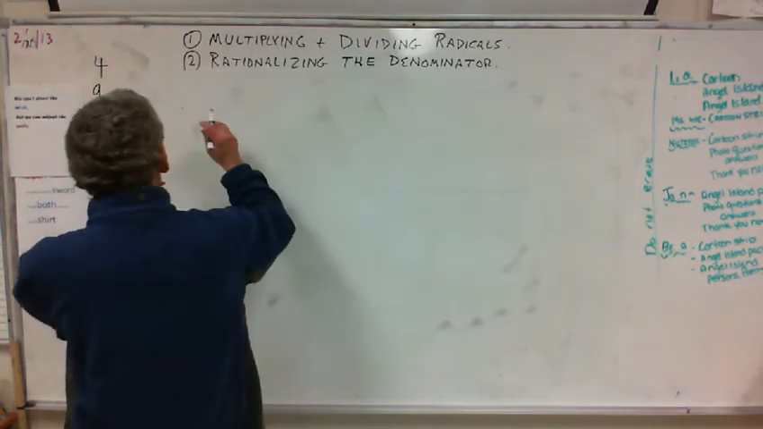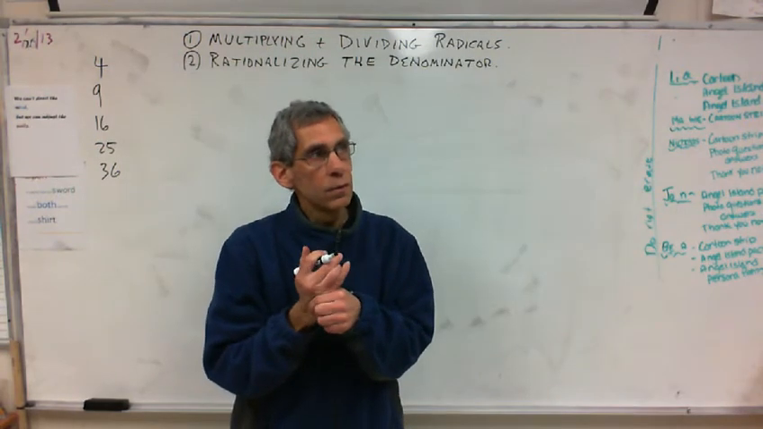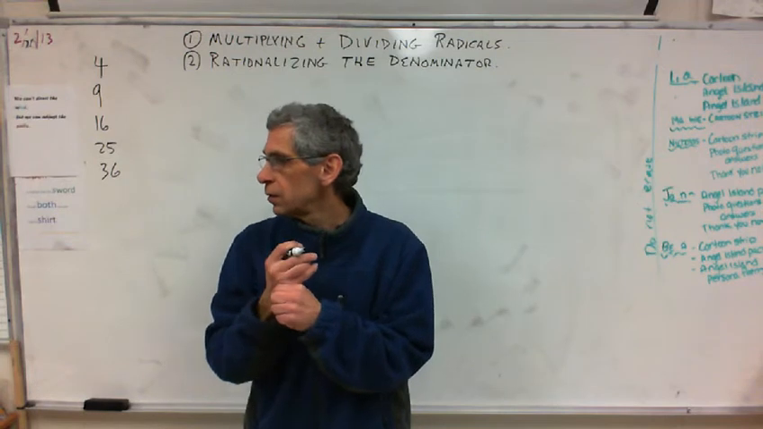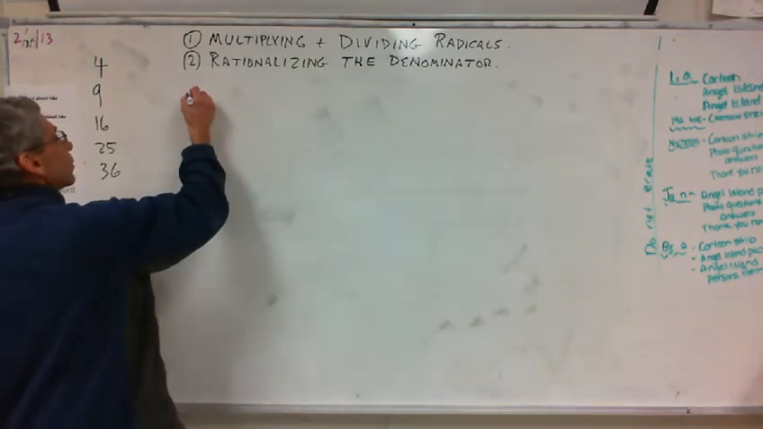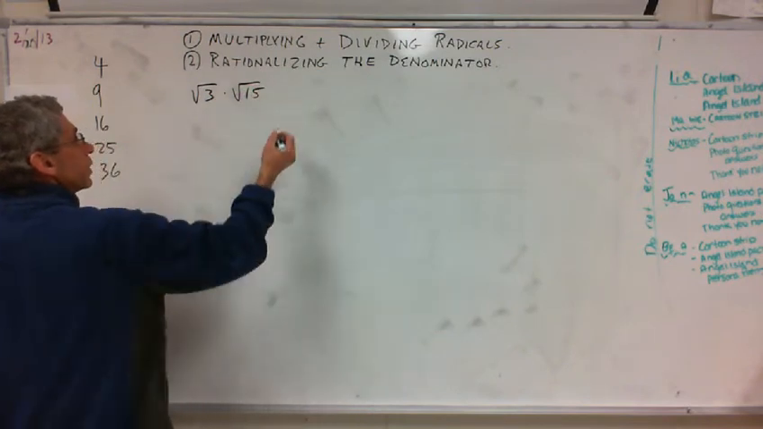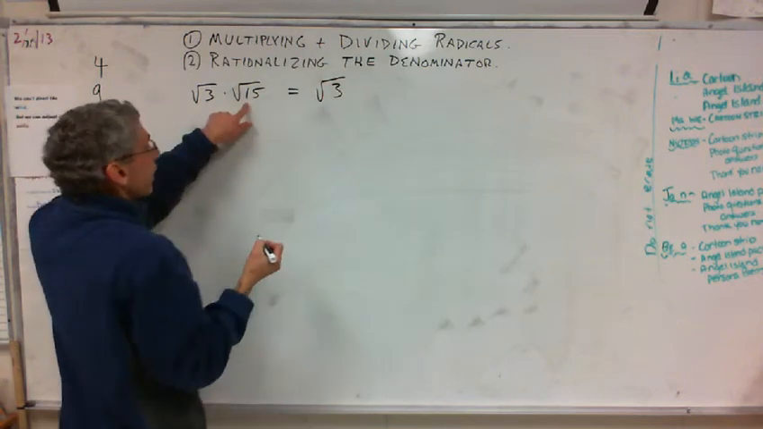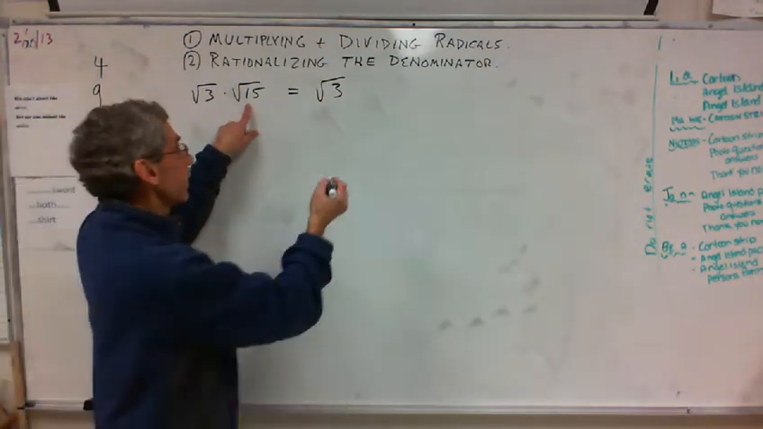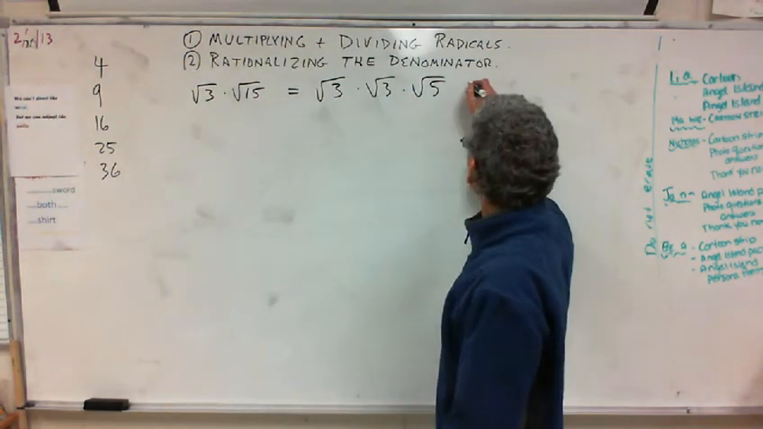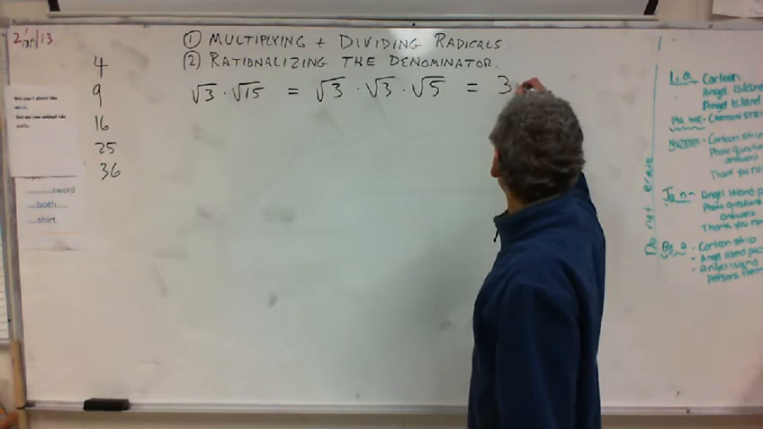So that's pretty okay. Let's try another. Let's try 3 times the square root of 15. Okay, so the square root of 3 times the square root of 15. We did that last night. Did we? Oh, okay. Well, that's okay. So we got the square root of 3, and then what's that going to be? That's going to be the square root of 3 times the square root of 5, right? So what does that give me? That's my answer. 3 square root of 5. Does everybody agree? 3 square root of 5.